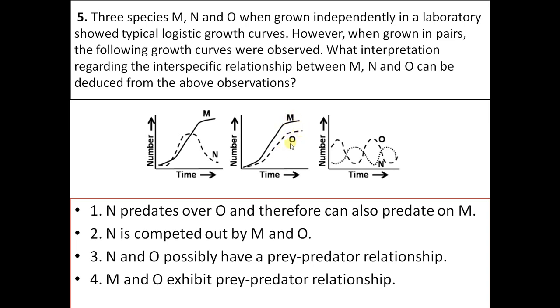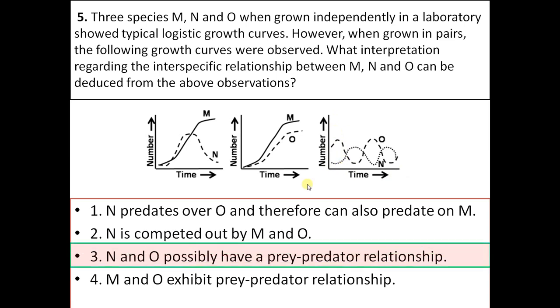M and O grows somewhat independently. The number increases without any effect. And the third one, N and O. Once the N is increasing, then there is an increase in O. Once the N is declining, there is an increase in O. So this is a typical graph of prey-predator relationship. So the answer is N and O possibly have a prey-predator relationship.